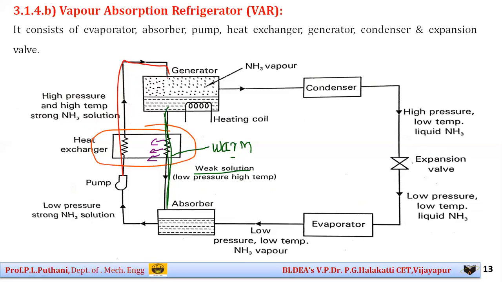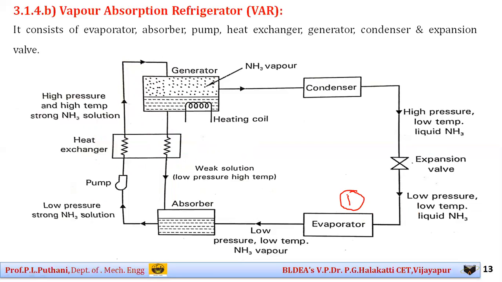Now let us begin with the working part, students. Initially, I'll start from this point. The low pressure, low temperature liquid ammonia enters into the evaporator, where it absorbs the heat from the food materials, gets vaporized and transfers from the liquid to the vapor phase. So when it comes out of the evaporator, if you observe carefully, students, it is now low pressure, low temperature ammonia vapor. Please see the arrow directions from the evaporator.